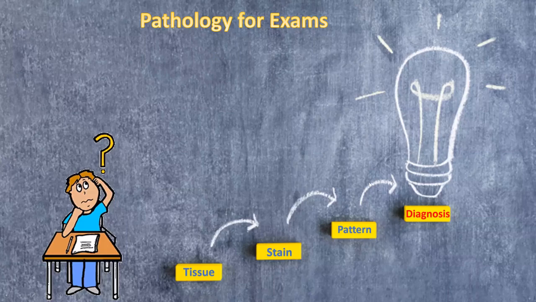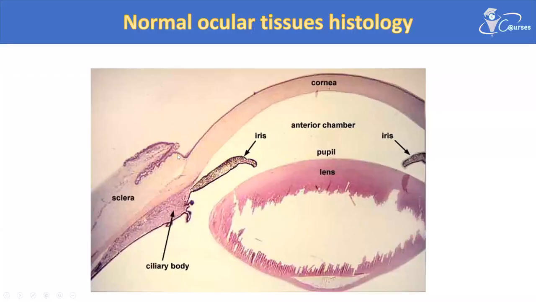So this is a section of the anterior segment showing the cornea, the normal thickness of the cornea, and the epithelium of the cornea, which is continuous with the epithelium of the conjunctiva. This is the angle of the anterior chamber, as you know, the iris, the ciliary body, and this is the lens.